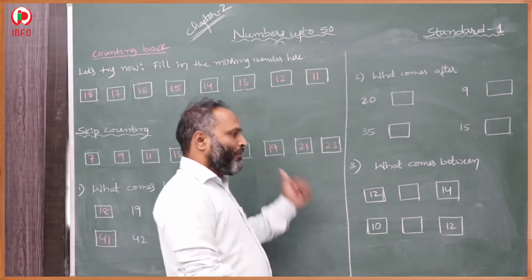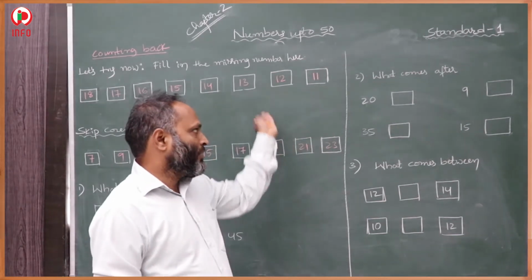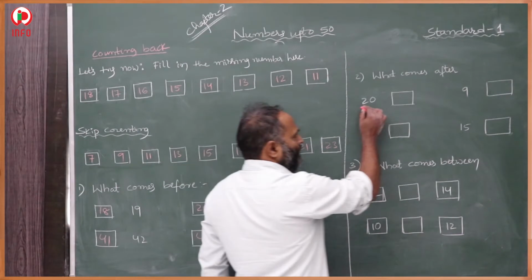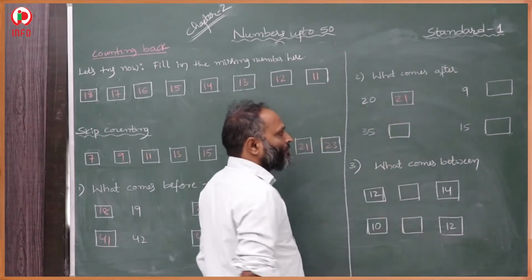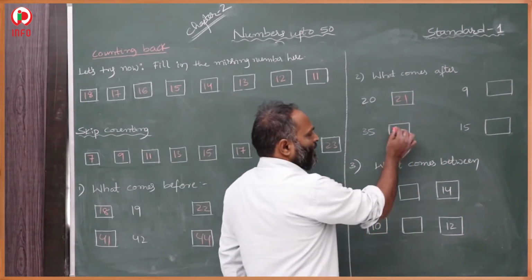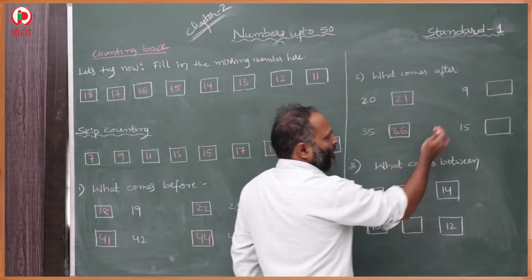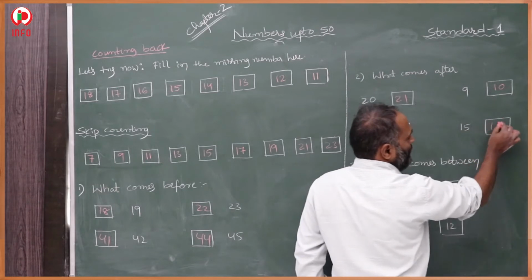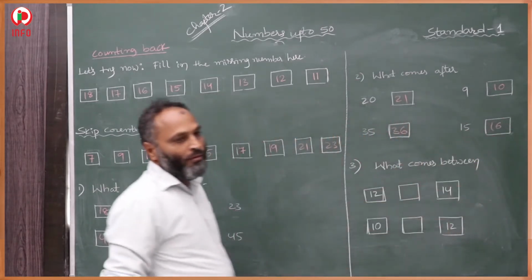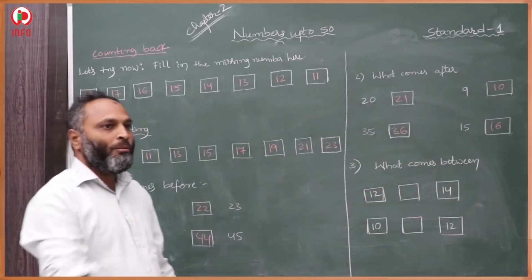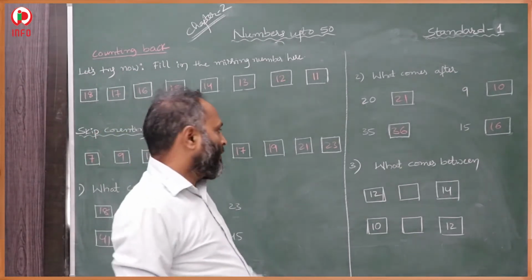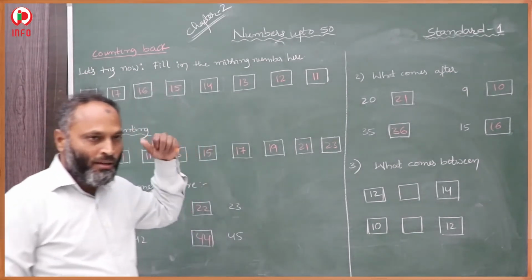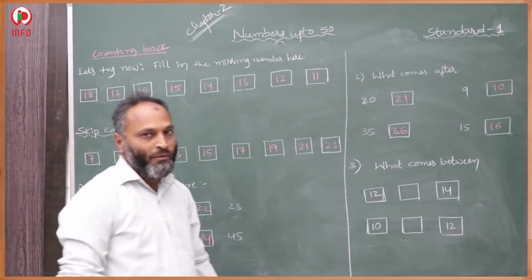Before number, then now after. After 20, which number will come? 21. After 35, 36 will come. After 9, 10. After 15, 16. After means the very next number. Before means the previous number. Before means we have to take the previous number. After means the very next number we have to write.